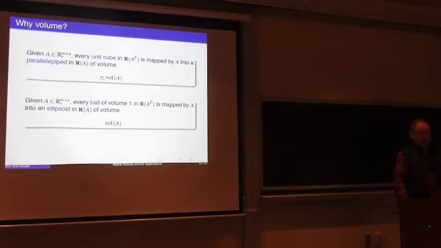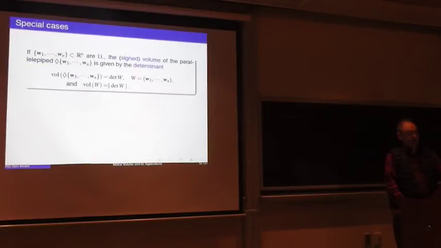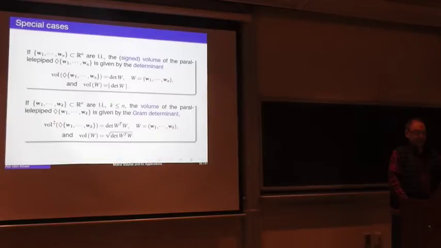And more easy to see, to prove this I use the singular value decomposition, but more easy to see that every ball of volume 1 is mapped by A into an ellipsoid of volume the volume of A. So that's a good reason to call it the volume of A. And next I show that this concept is not necessary if the matrix is of full rank, because then it is just the Gramian that we also have known for more than 100 years.